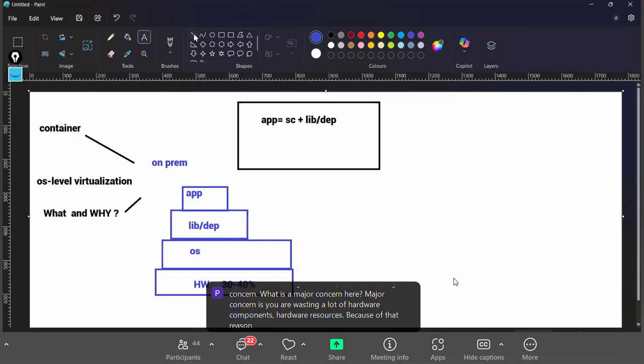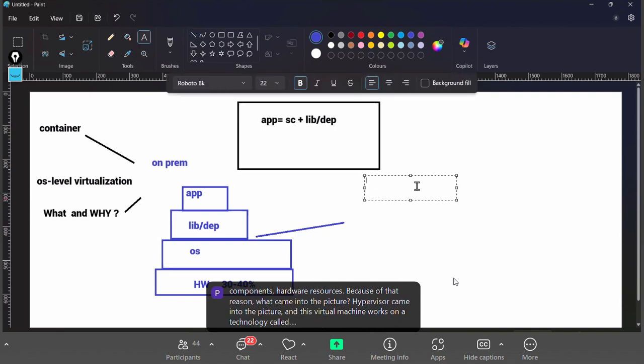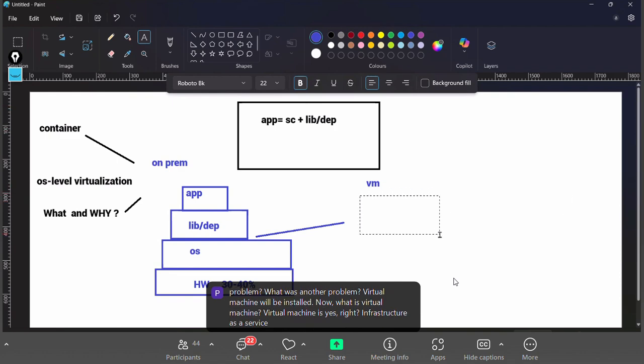Because of that reason, the hypervisor came into the picture, and the virtual machine works on a technology called hypervisor. But in virtual machines, what was the problem? Now, what is a virtual machine? A virtual machine is IaaS, Infrastructure as a Service. Underlying hardware resources will be managed by the cloud provider. Whatever virtual machine you create, you create on underlying hardware resources. So now your hardware resources will be utilized up to 100% of their potential.